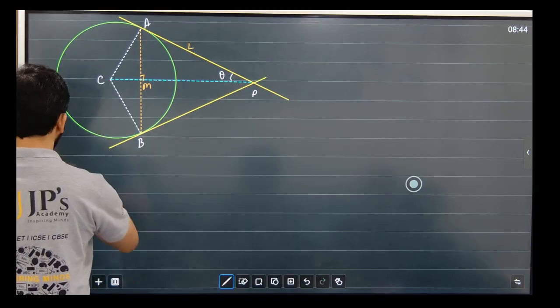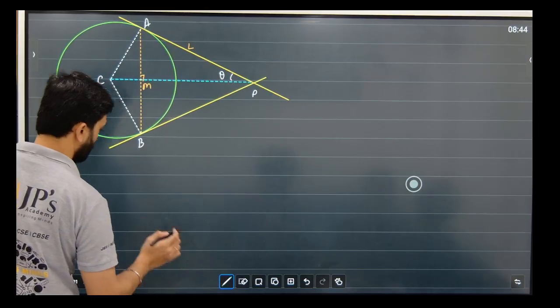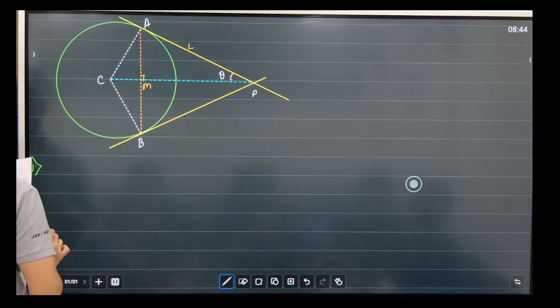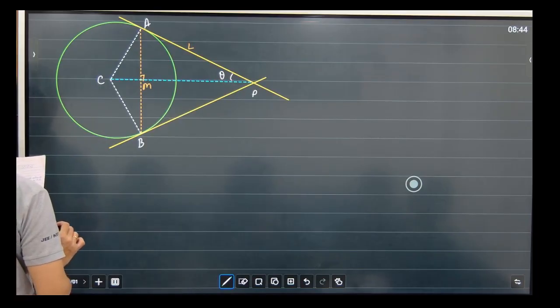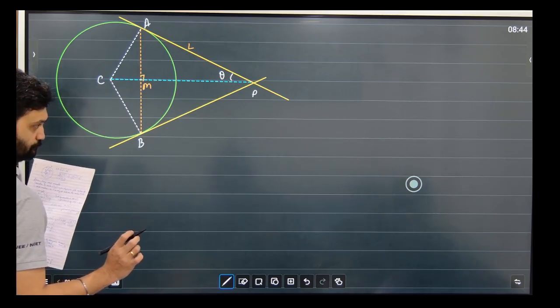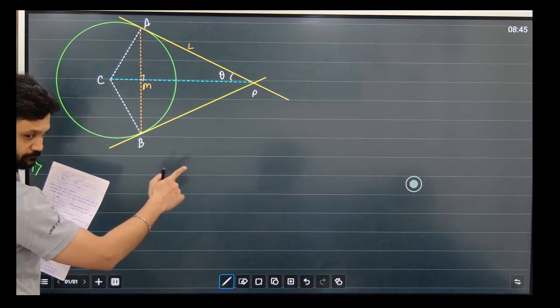Now, the first thing that you write is: consider a circle. Just pause it for a moment.